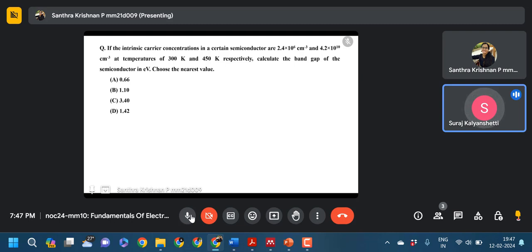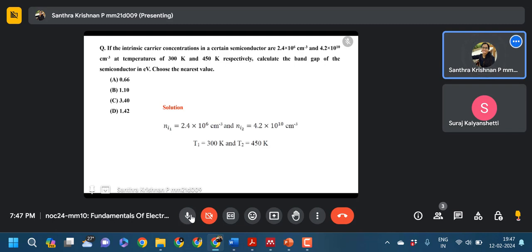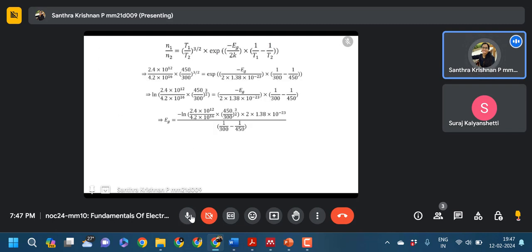It's not giving me ln of a negative number. Ln of a negative number is not possible, so you might have gone wrong with the calculation somewhere, I guess. So, does it go to something like this, or is the ln outside? One second. There is a minus Eg there, but 2.4 into 10 raised to 12.